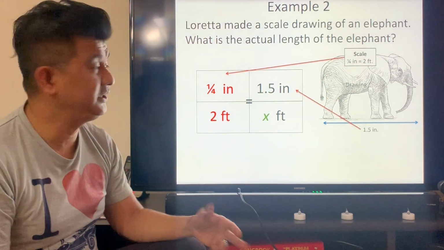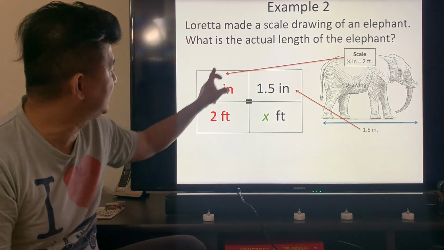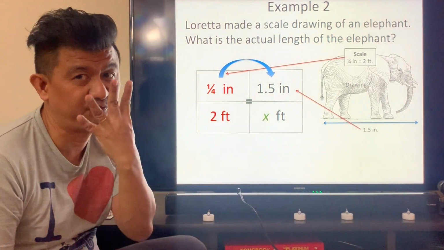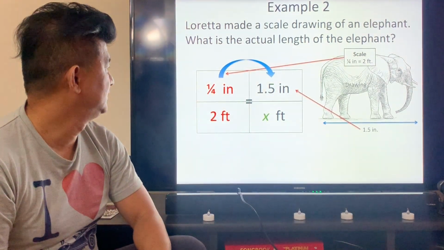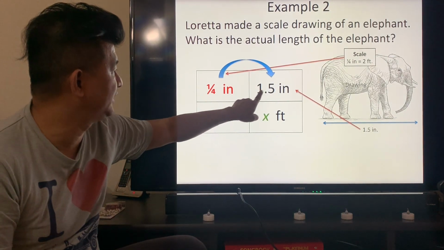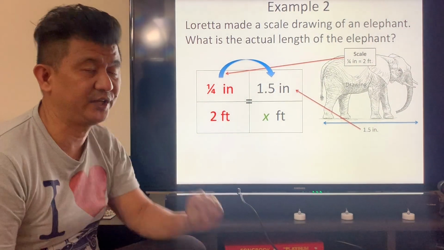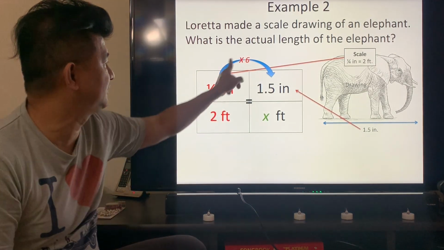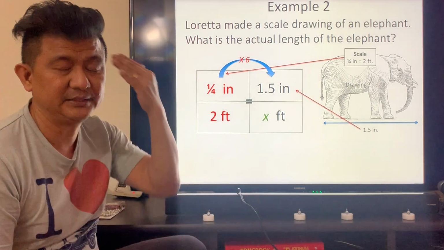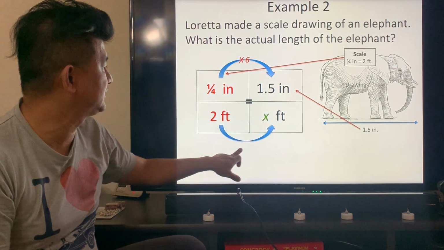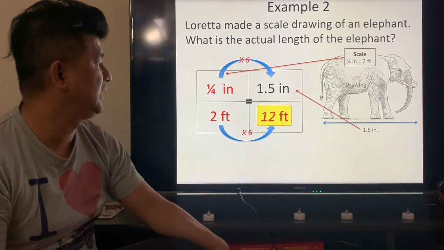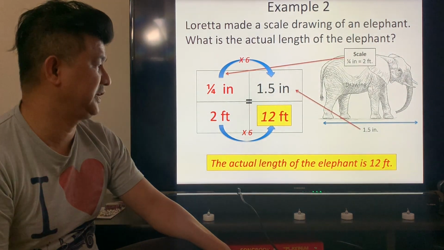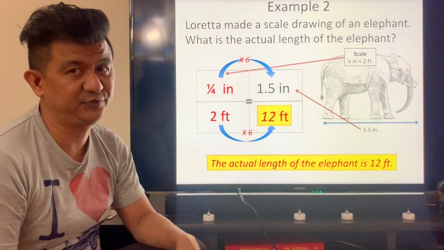Can you look for a pattern? How many 1/4 is needed to make it 1.5? Remember, in 1 whole, there are 4 quarters. So 1 whole has 4 quarters, and half has 2 quarters. So 4 plus 2 is times 6. 6 of this will make 1.5. Then mentally, 2 times 6 will give me 12 feet. Whoa! The actual length of the elephant is 12 feet.